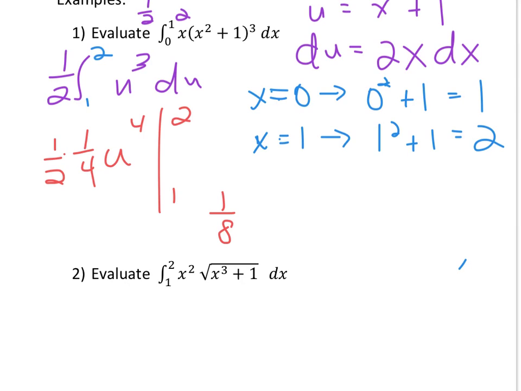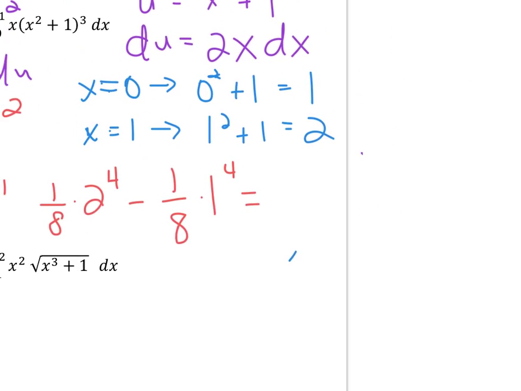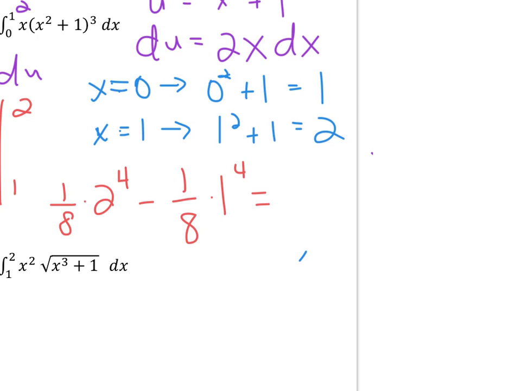And then I'm going to get my u to the fourth, 2 to the fourth, which is going to be 16. And I'm going to get my 1/8 u to the fourth with a 1, which is just going to stay 1. So when we simplify that out, 2 to the fourth is 16. 16 times 1/8 is going to be 2. And then 1 to the fourth is 1 times 1/8 is, of course, 1/8. So I'm going to get 2 minus 1/8.